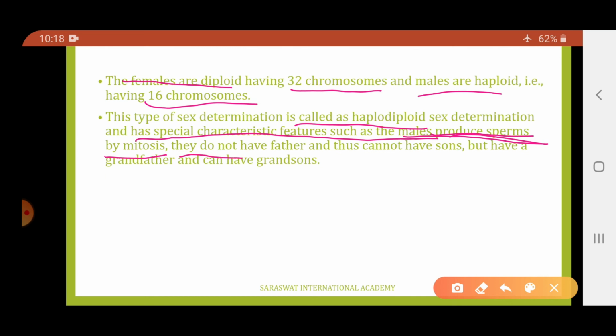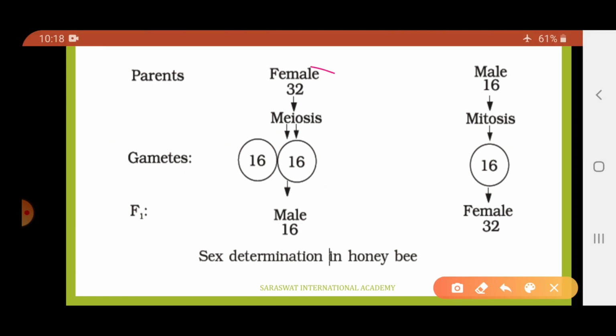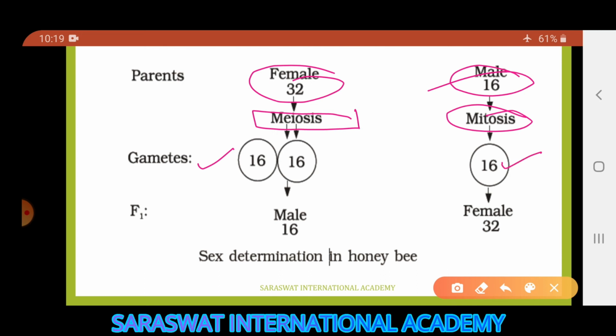They do not have a father, right? Of course, the males won't have a father. As they don't have a father, they cannot have sons. Yes, but they do have a grandfather and can have grandsons. See students, the diagram: the female with 32 chromosomes, the male with 16 chromosomes. The female by meiosis produces eggs with 16 chromosomes, and the male by mitosis produces sperms containing 16 chromosomes.